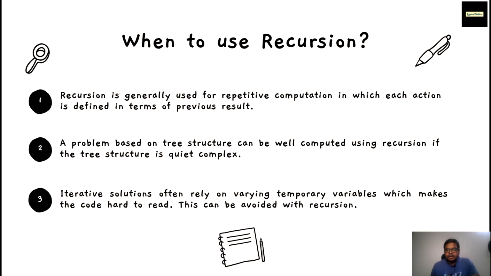Coming to the last point, iterative solutions. Why is recursion preferred over the iterative solution? Because iterative solutions always include more variables, and each time a loop goes through, the values of all those temporary variables change. So it sometimes becomes very complex to understand those problems, especially when we are dealing with a very complex problem, and it becomes very difficult to debug the program if any error occurs. In that case, recursion offers us some advantage.